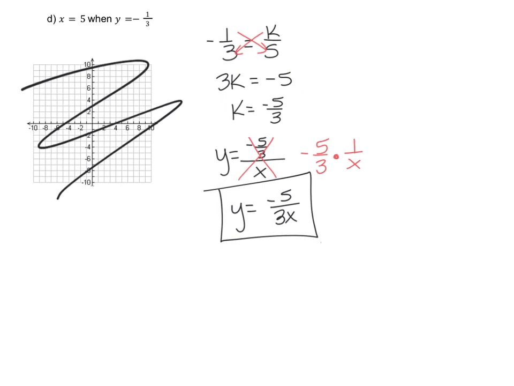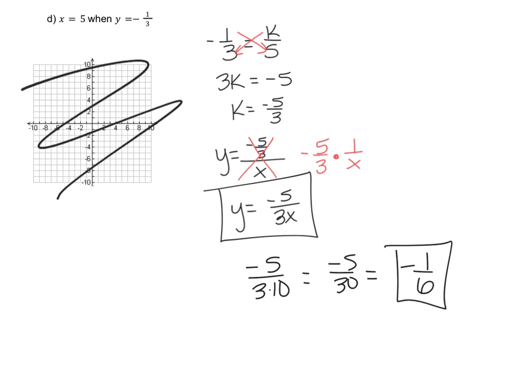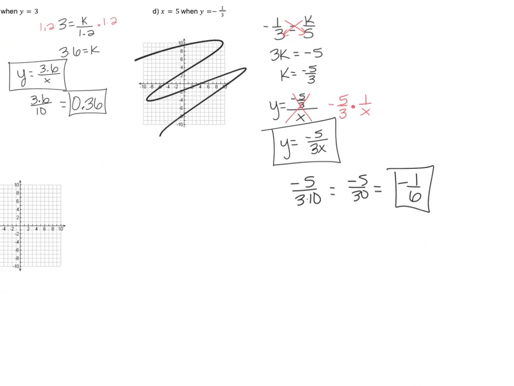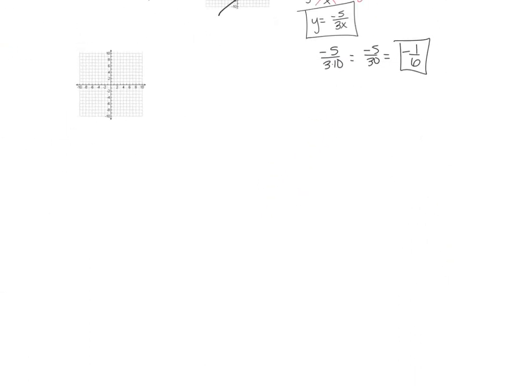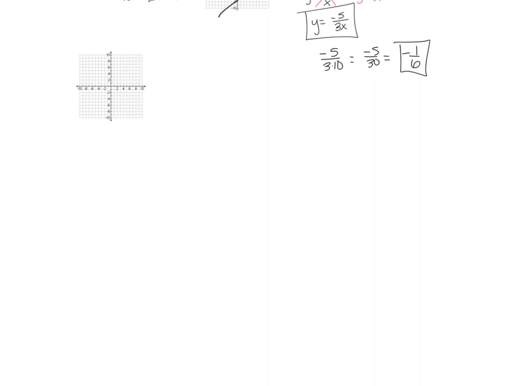Last one, let's plug in 10. So -5 over 3 times 10, which would be -5 over 30, which turns into -1/6. Okay. So I am going to add another problem because you have one like this on your quiz and test. Actually, I'll just write it out with you on here watching, sorry.